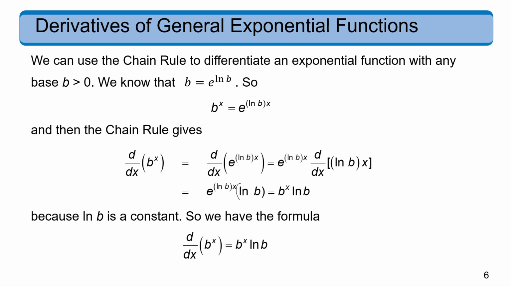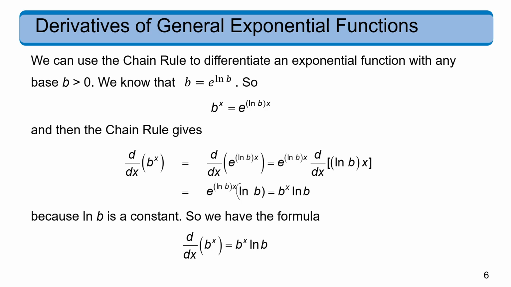Now we're going to think again about exponential functions and finding their derivatives. In an earlier section, we learned the derivative of e to the x is equal to e to the x. And we started talking about other exponential functions, such as 2 to the x, 3 to the x, and so on. And we got part way through finding their derivatives, but we didn't complete it.